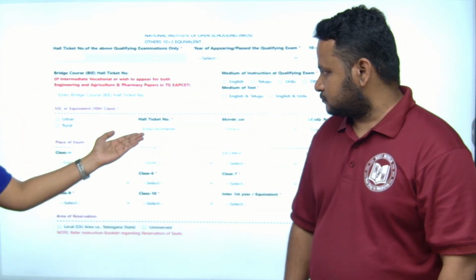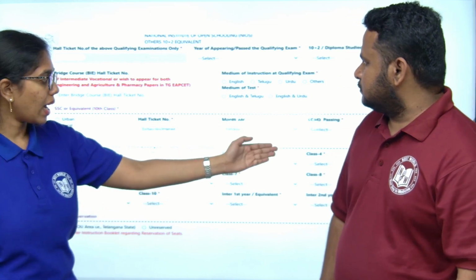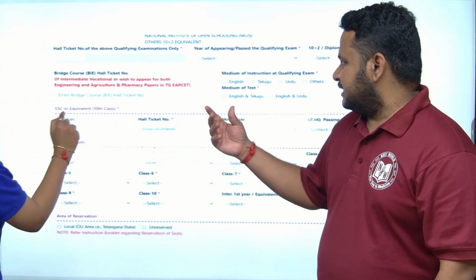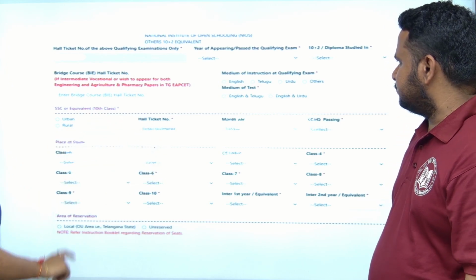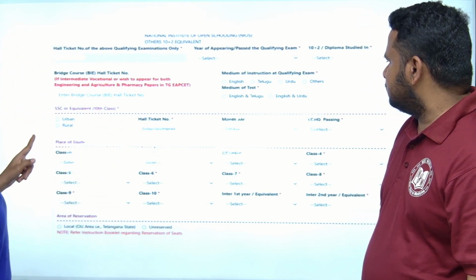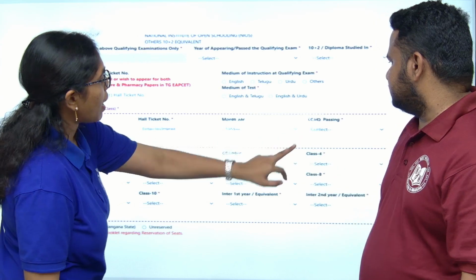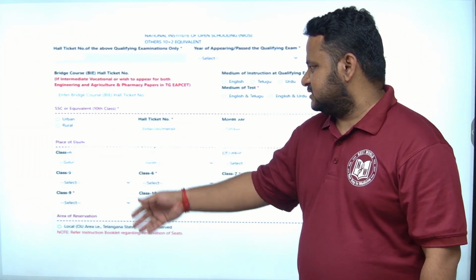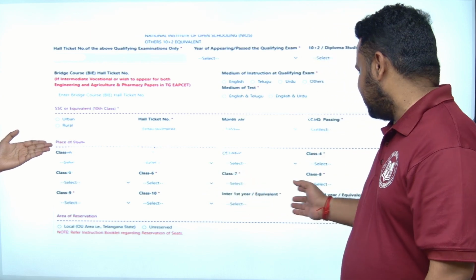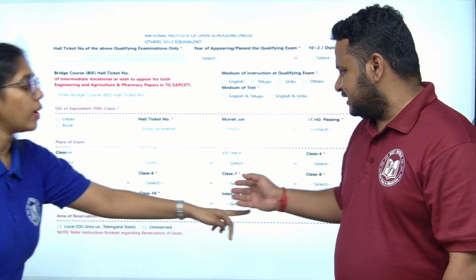And the next, the hall ticket number of your SSC, whether you have completed your SSC exam in urban or rural, and then the year of passing, all that you have to provide here. These are the remaining study details, that is classes 5, 6, 7, 8, 9, 10, 11, up to 12th.